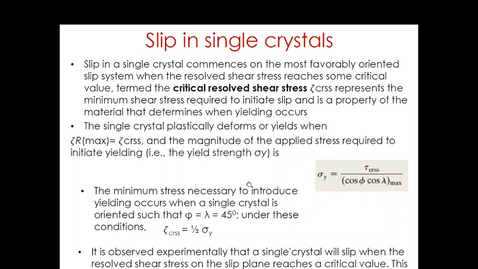The minimum stress necessary to introduce yielding occurs when a single crystal is oriented such that both angles phi and lambda equal 45 degrees. Under this condition, tau r is at its maximum value, so tau CRSS equals one half sigma y. It is observed experimentally that a single crystal will slip when the resolved shear stress on the slip plane reaches a critical value. This behavior is known as Schmid's law, and the factor cos phi cos lambda is called the Schmid factor.